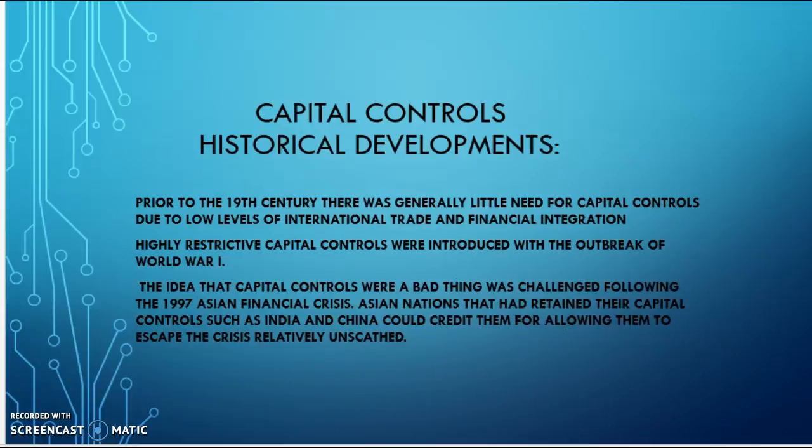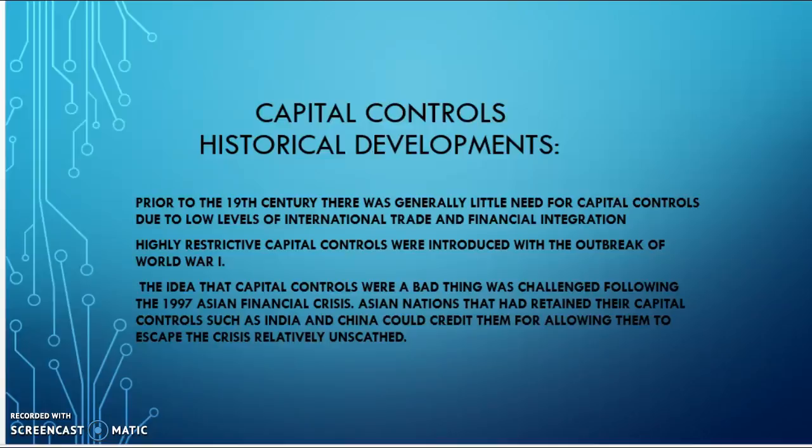Some of the historical developments of capital controls include the fact that prior to the 19th century, there was generally little need for capital controls due to low levels of international trade and financial integration. They also became highly restrictive when capital controls were introduced with the outbreak of World War I.